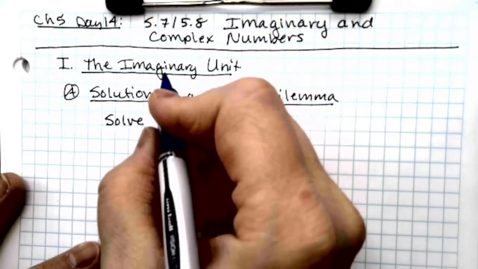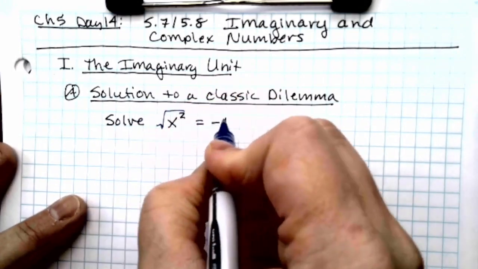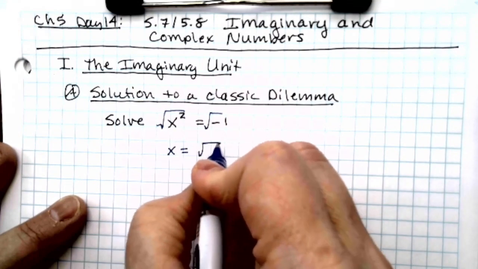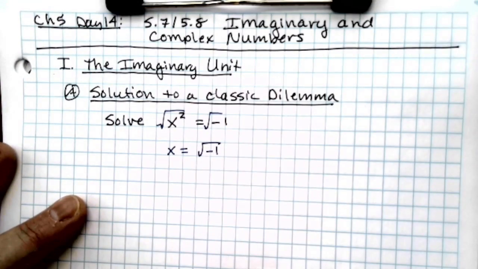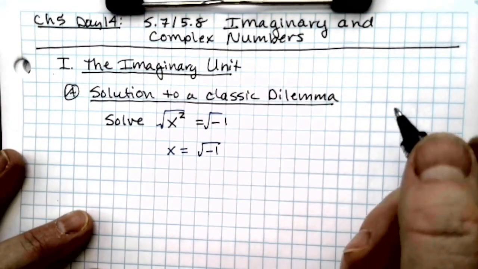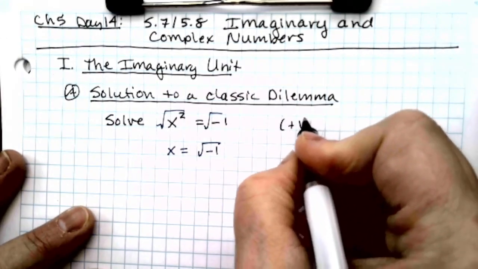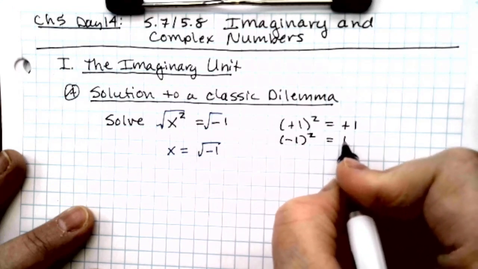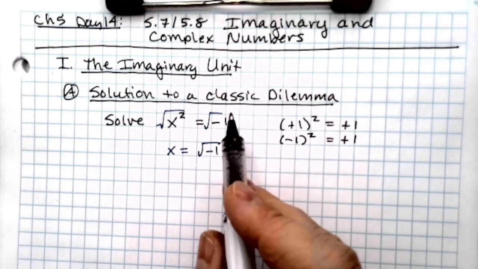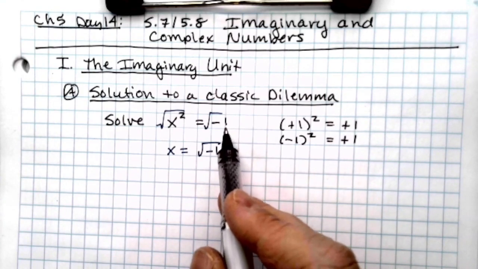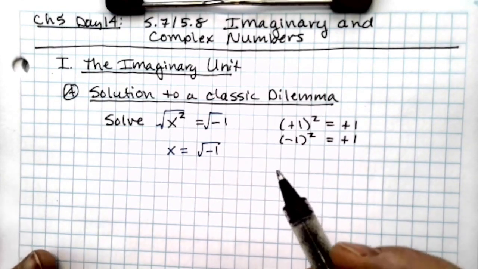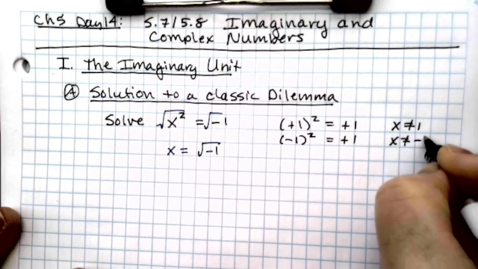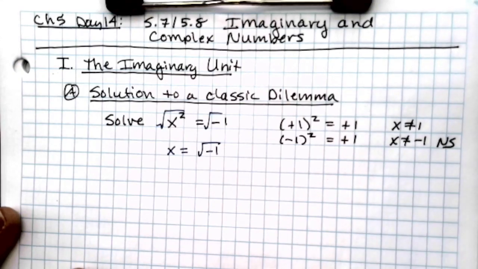And what happens is when you take a square root of both sides, you've got x equals the square root of a negative 1. That isn't actually going to be possible because a positive 1 squared is a positive 1, and a negative 1 squared is also a positive 1. So there's no way that we can get a negative 1 out of a square. So x can't be 1, x can't be negative 1, there is no solution possible.